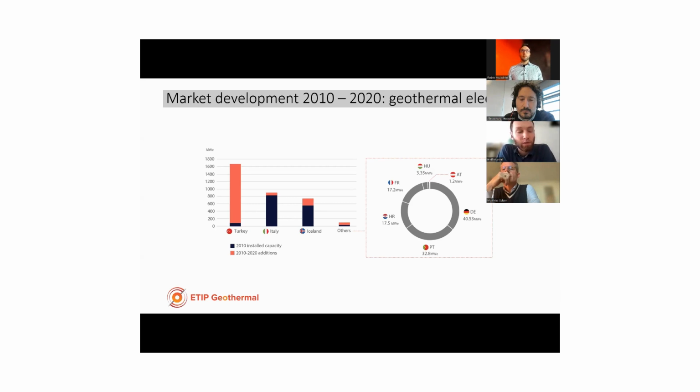But there are a lot of emerging markets, especially, for example, Croatia and Germany, but also Hungary, and in general, Central Europe is quite developing, with some new capacity in terms of electricity.